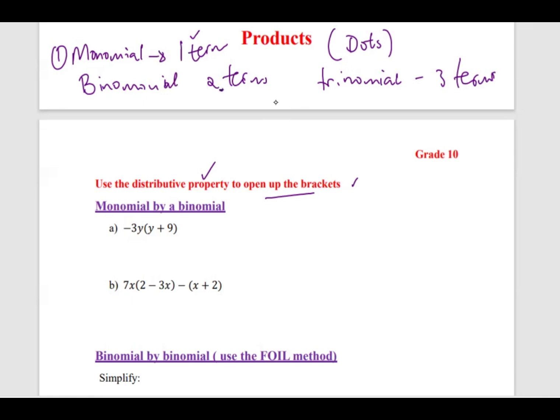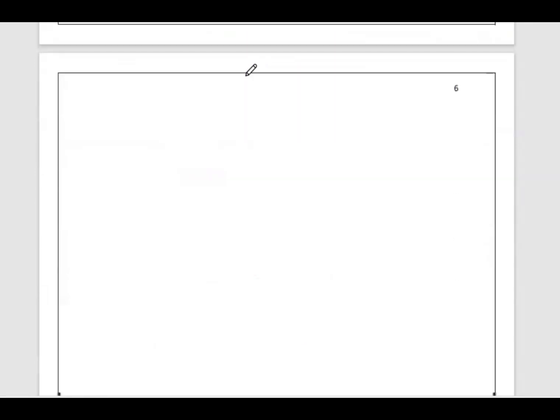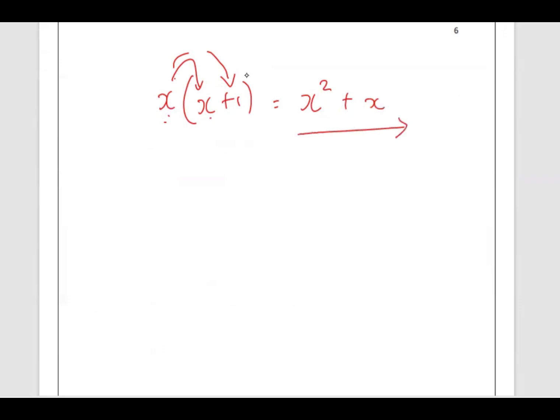Now, the first one will be, how do we multiply one term, maybe by two terms, or one term with three terms? So in our earlier grades, we did talk about the distributive property, whereby if we have, let's say, x into, I can say x plus 1. And then we needed to open this up. We said whatever is outside of the bracket must affect everything within the bracket. So this x and x will give us x squared. And then the x times 1 must give us just x. So we've just expanded this bracket, okay?